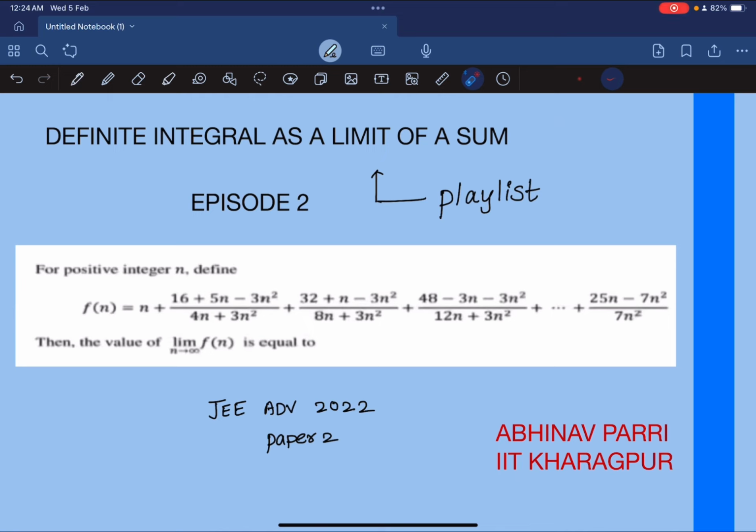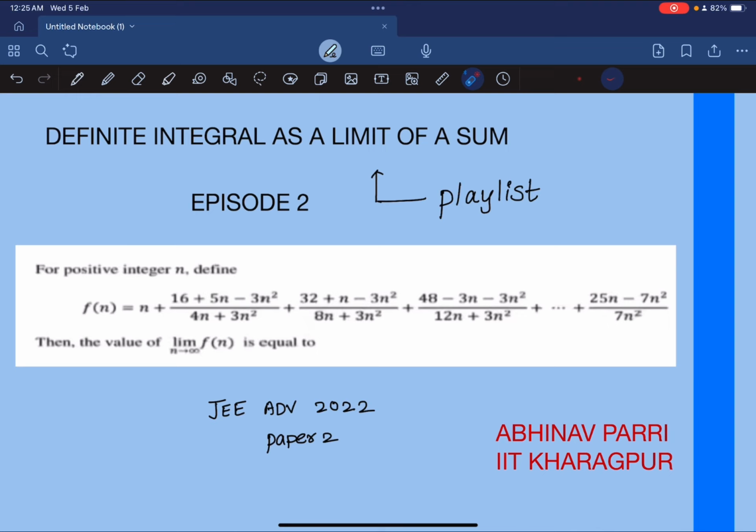In this episode we are going to solve this particular question which appeared on JEE Advanced 2022 in its second paper of mathematics. This is a single correct answer question. You are given a function f of n and you have to evaluate the limit when n tends to infinity. Alright, so let us go ahead and solve this question.